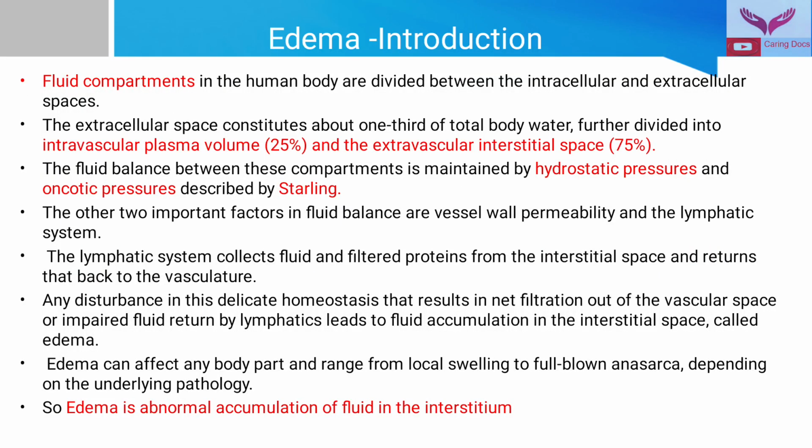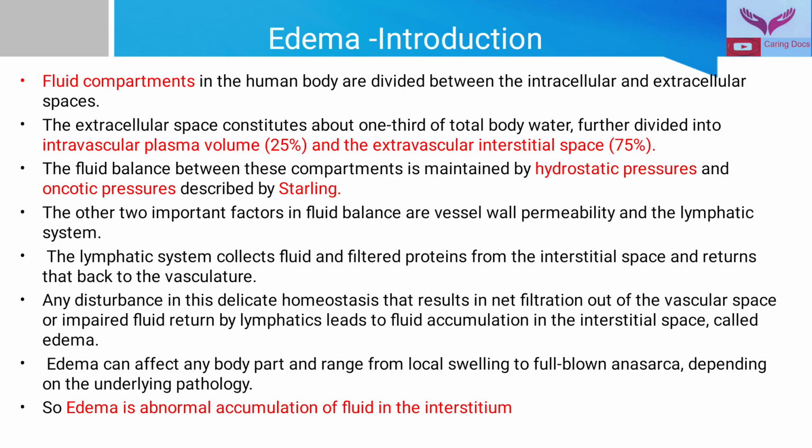As we know, fluid compartments in the human body are divided into intracellular and extracellular spaces. The extracellular space constitutes about one third of the total body water, and it is further divided into intravascular plasma volume, that is 25%, and extravascular interstitial space, that is 75%. The fluid balance between these two compartments is maintained by the hydrostatic pressure and oncotic pressure, which has been described by Starling.